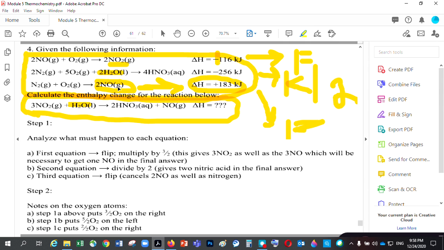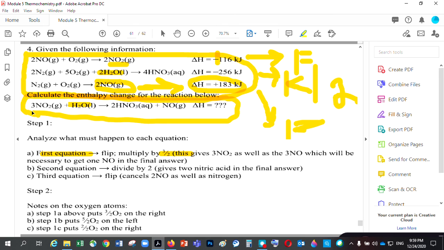Why am I flipping it? Because when I flip the first one, the NO will be a product. The NO here is a product, it will be too many. I cannot get rid of them. So the NO has to be on the other side. So let's look here at what they analyzed. First equation, flip, correct? And then you divide it by half.